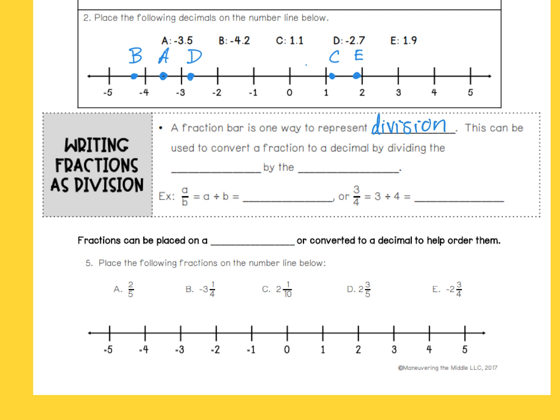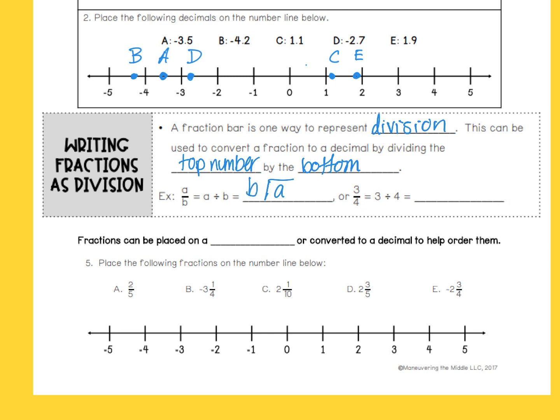This can be used to convert a fraction to a decimal by dividing the top number, or your numerator, by the bottom, or your denominator. Okay, so for example, A over B is the same as A divided by B.